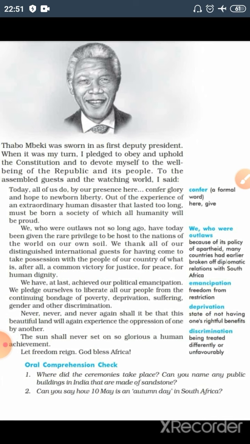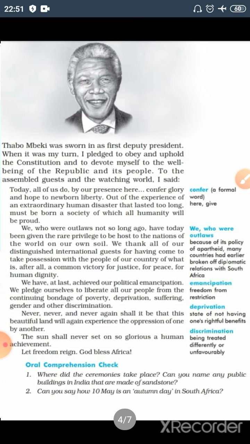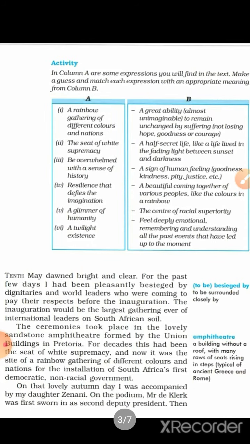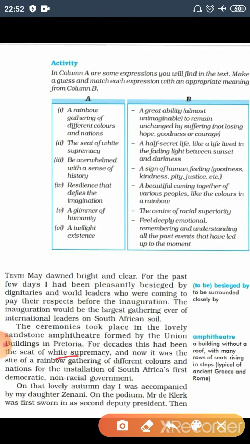Here, students, pleasantly means happily, and dignitaries means people of importance, maybe leaders of other countries, etc. Amphitheater means open theater, and decade means a period of 10 years. Pretoria is the capital of South Africa. Here, the author said white supremacy. That means white people were the rulers here.